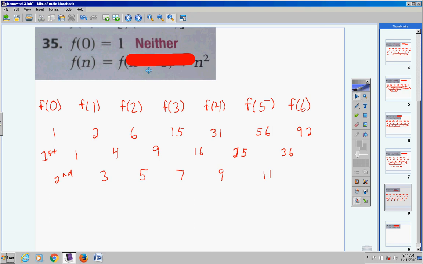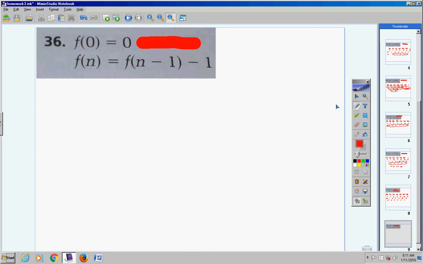And last but not least, number 36. We're going to start at 0 and substitute 7 values in. There's my 7 values, okay? F of 0 is 0. My function is f of n minus 1, minus 1. So we're going to substitute 1 in first. 1 minus 1 is 0, so f of 0 is 0, minus 1, negative 1.